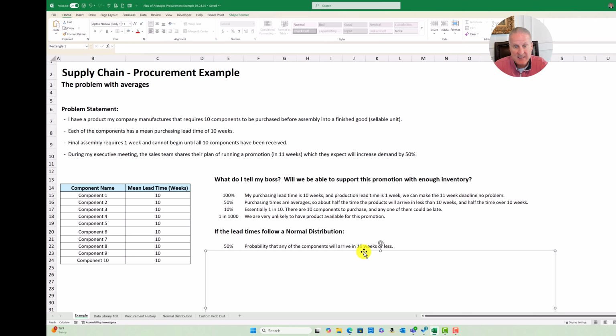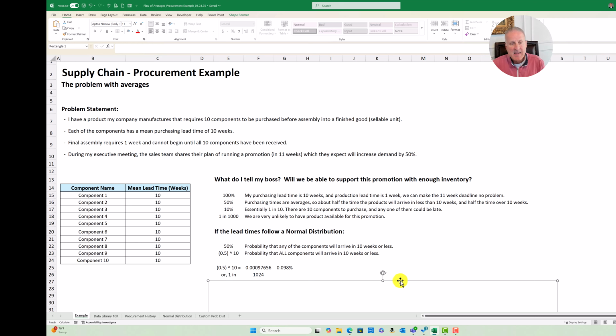So what does that mean? To get 10 heads in a row, the probability of that is 0.5, which is the 50%, raised to the 10th power, right? This is what it would take if you ask me right now, what are the odds of flipping 10 heads in a row? It's 0.5 to the 10th power. It's 1 in 1,024. That's what 0.5 to the 10th power is. So basically, I've got less than 1 in 1,000 chance that I'm going to be able to support this.